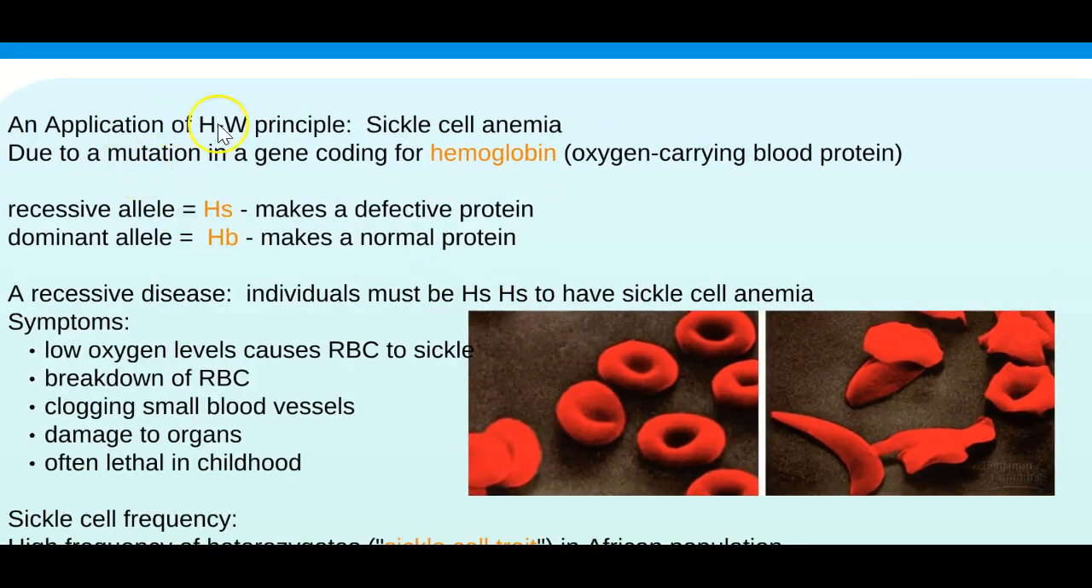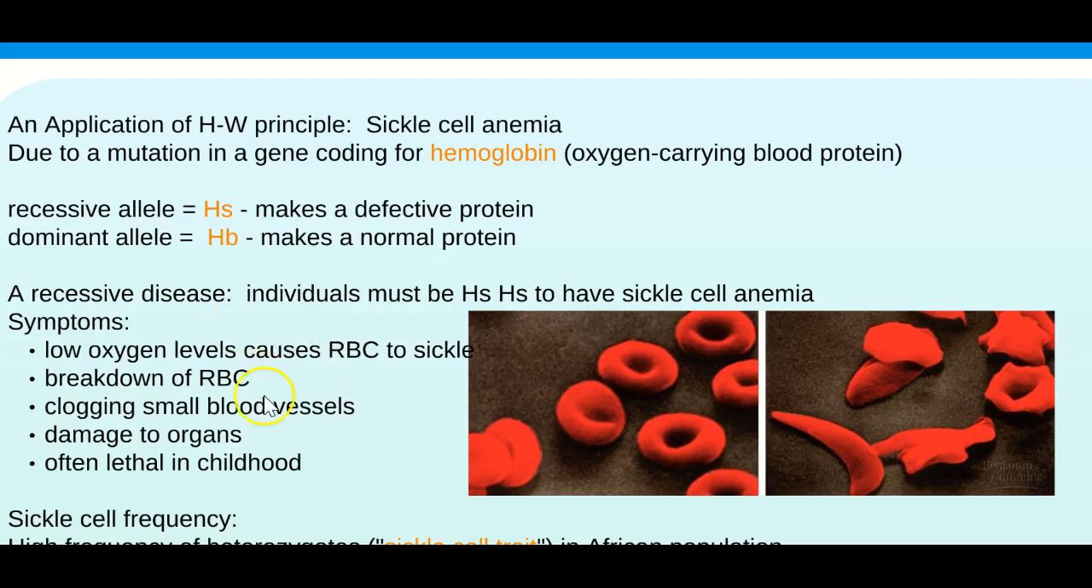And so here's an application of the Hardy-Weinberg principle: sickle cell anemia. Due to a mutation in a gene coding for hemoglobin, which is an oxygen-carrying blood protein, the recessive allele, HS, makes a defective protein. The dominant allele, which most people in the world have two copies of, HB, makes the normal protein. And so it is a recessive disease, meaning individuals must have two of these to have sickle cell anemia.